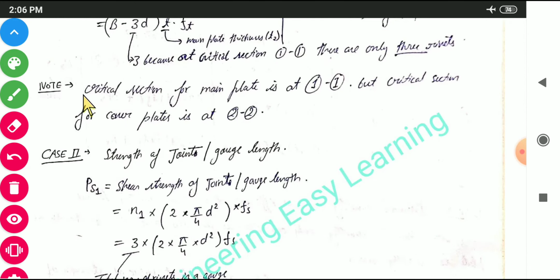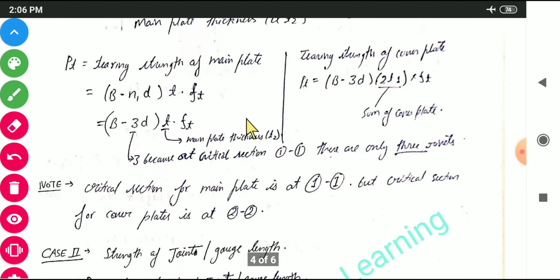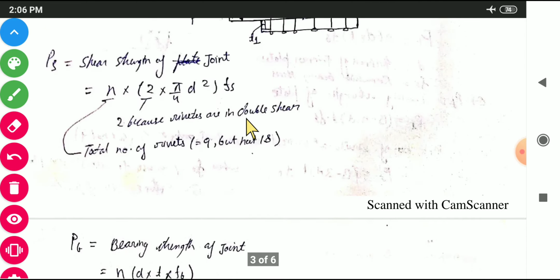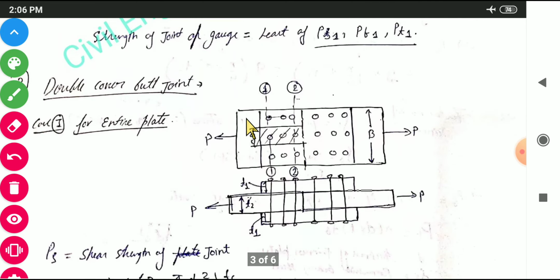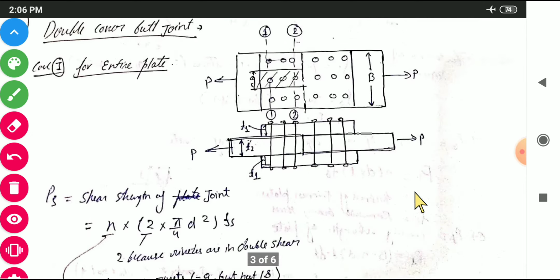One thing we'll have to note is that the critical section for the main plate is 1, but the critical section for the cover plate is at 2. So in this diagram you can see that this one is the critical section for the main plate and 2 is the critical section for the cover plates. There are two types of plates, main plate and cover plates, so we will have to check the tearing strength for both types of plate, cover as well as main.